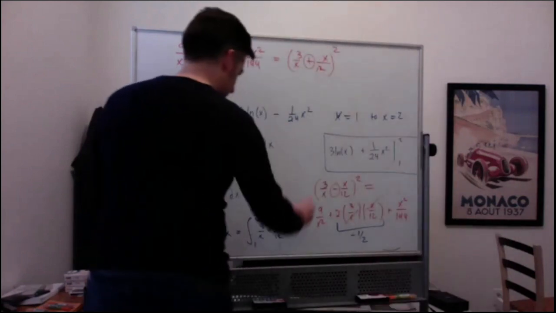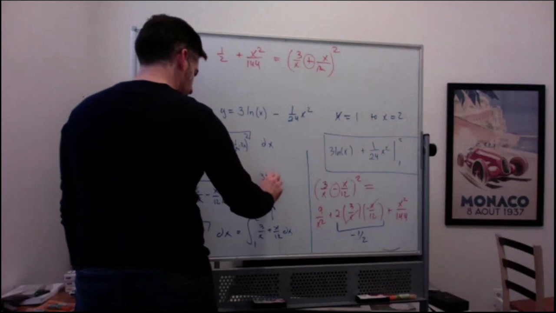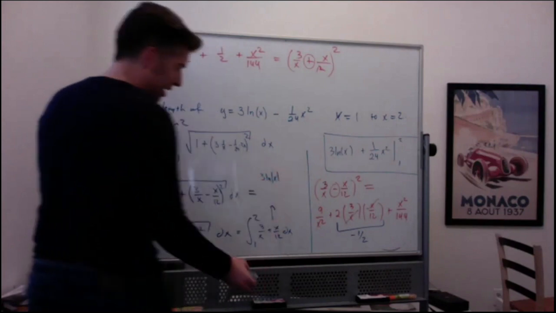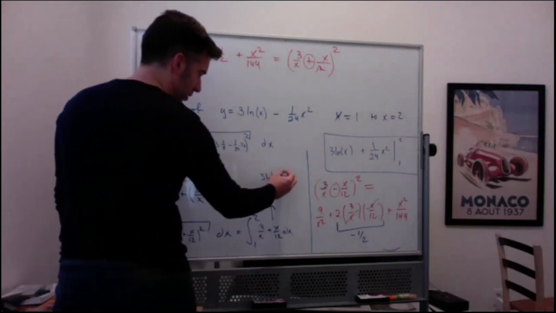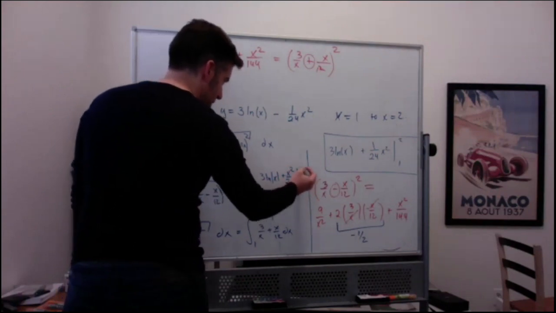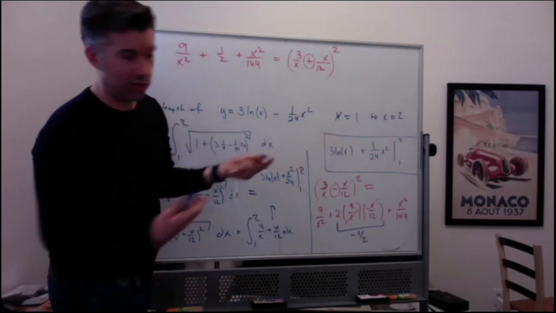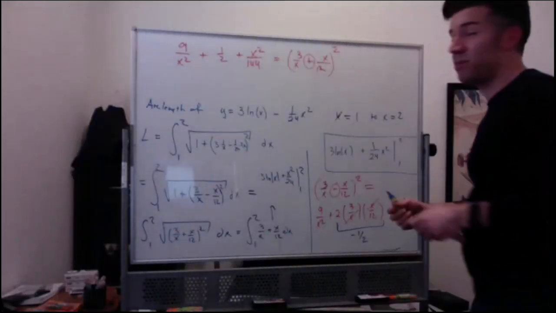And again, I'm running out of room here. This is going to be 3 times the natural log of the absolute value of x. And the integral of x over 12 is x squared over 24, from 1 to 2. Hey, look, I called it. I mean, I knew what the answer was going to be because I know how this works. But this happens a lot.